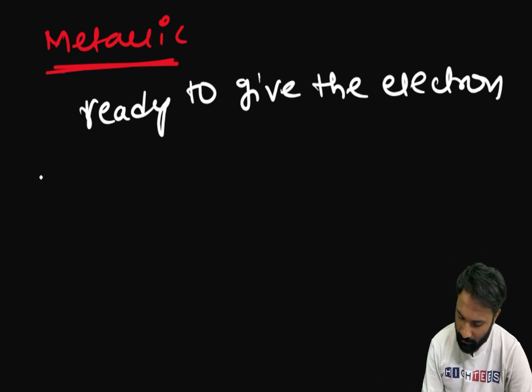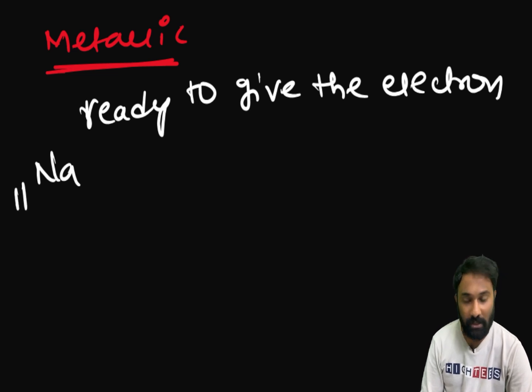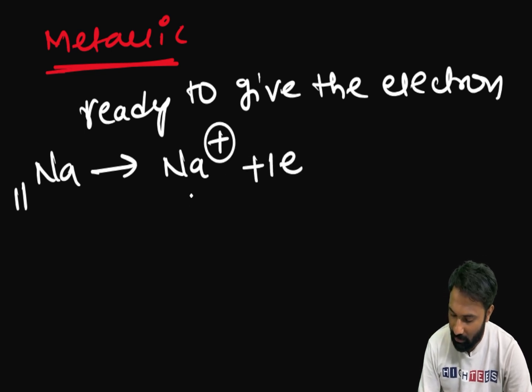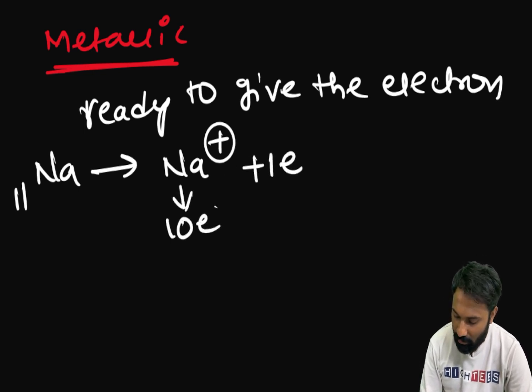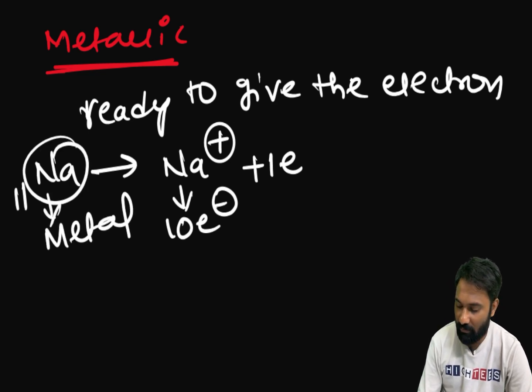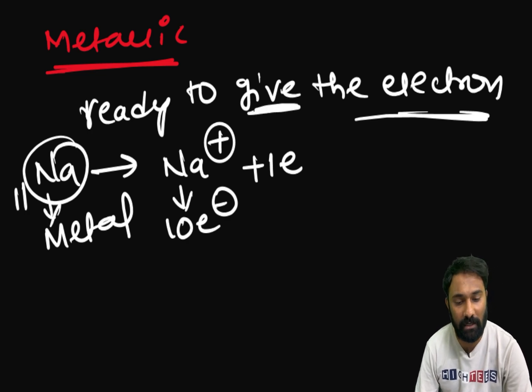Now you see sodium, it has 11 electrons. If sodium loses one electron, it will get a positive charge. Now by loss of the one electron, it has reached the octet electronic configuration of 10 electrons. So that's the reason sodium behaves as a metal, because it is ready to give the electron so that it will reach the octet electronic configuration. That's the reason sodium is a metal.